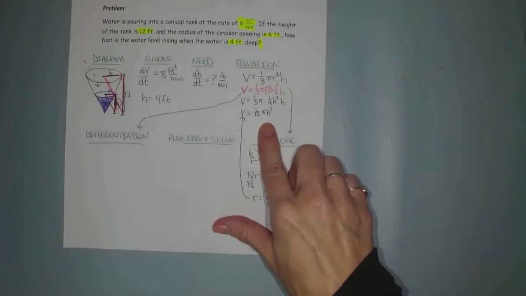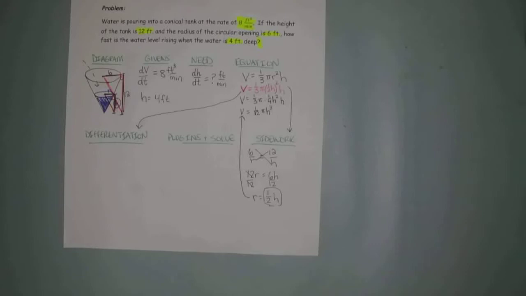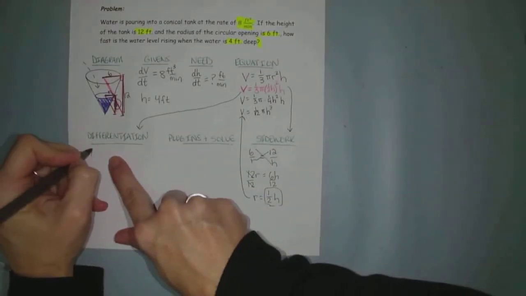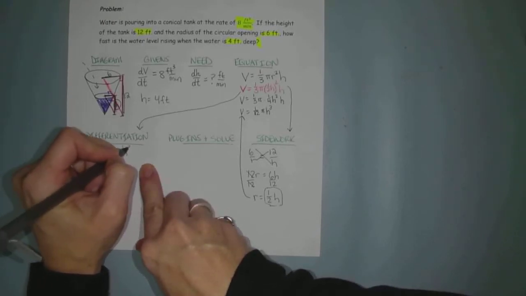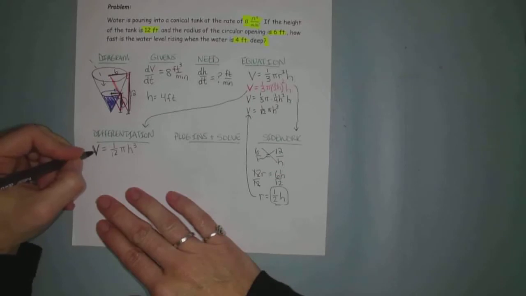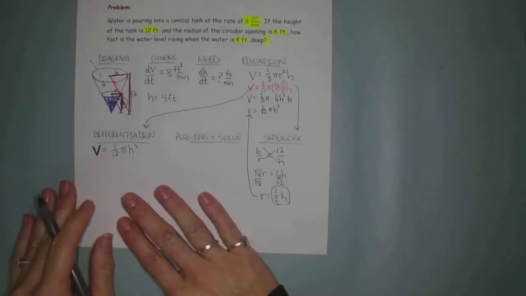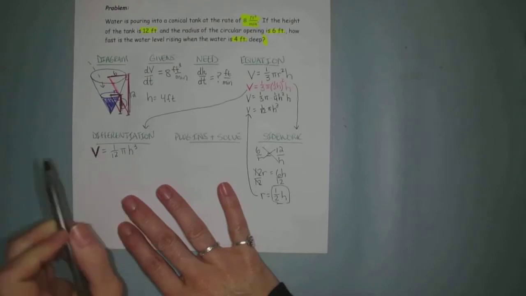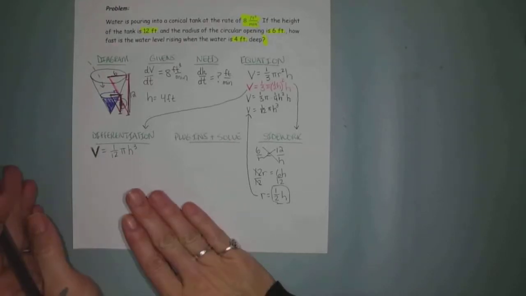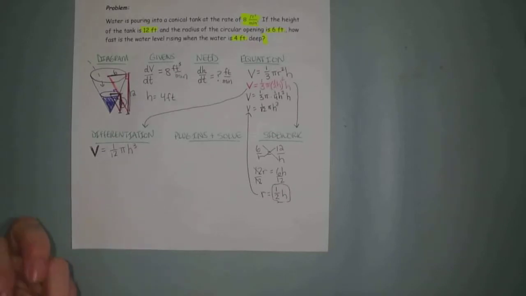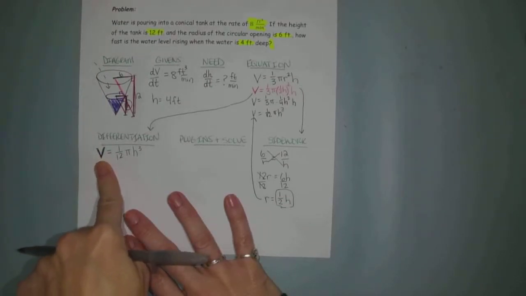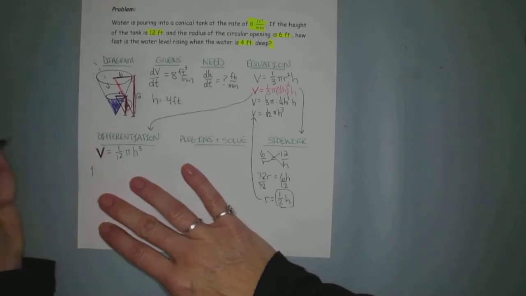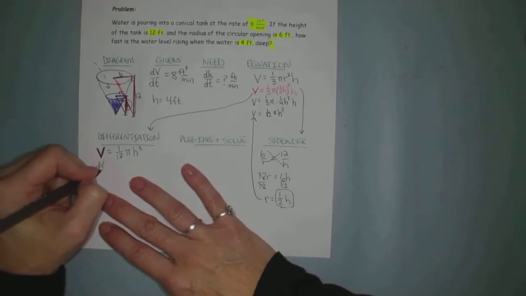All right, now I'm ready to differentiate and bring in time. So I'm going to click and drag that down here. So V equals 1/12 pi h cubed. Okay, so now I'm ready to implicitly differentiate with respect to time. Remember, you're going to differentiate each term with respect to time, which means you differentiate and then tack on d whatever dt to the back. So we talked about that with the ladders. So here we go. The derivative of V. Well, the derivative of V is just 1. But then I must tack on dV/dt.